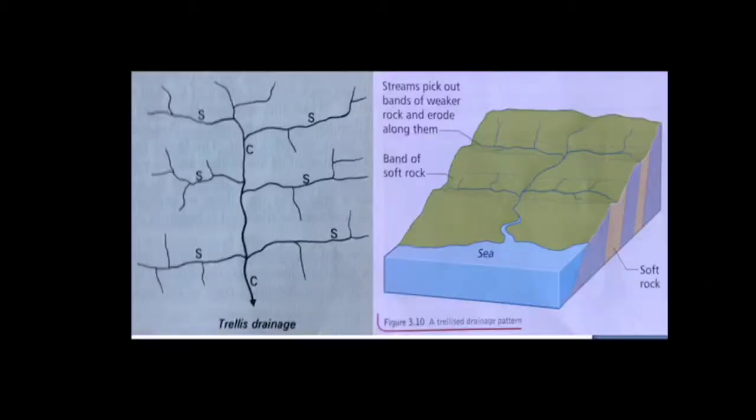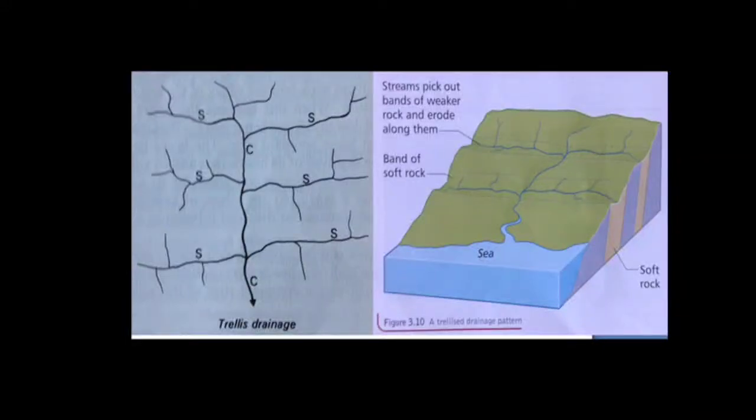For better understanding, we can see in this picture, it's not like the branches of a tree, like the dendritic pattern. Here most of the tributaries are cut down from the sloping areas which have loose soil. So you can see the pattern differs from the dendritic pattern.